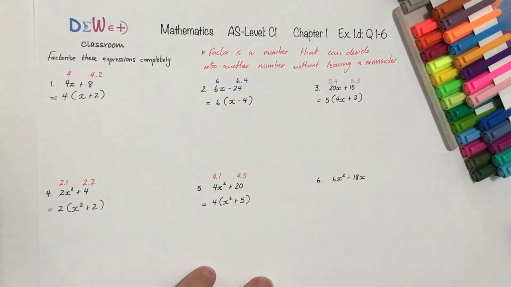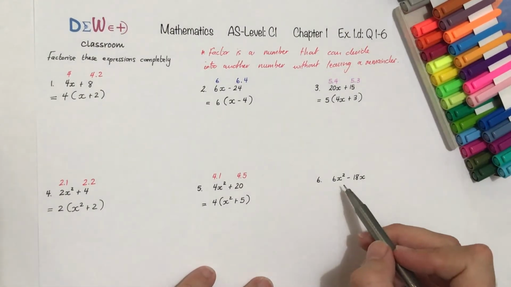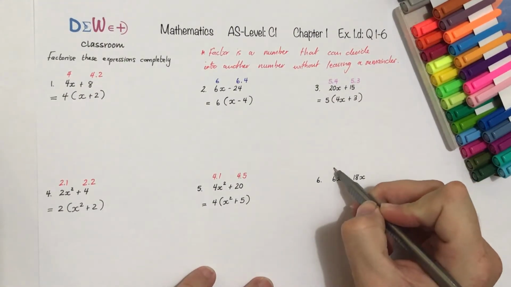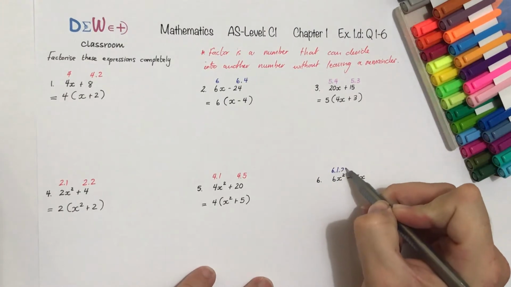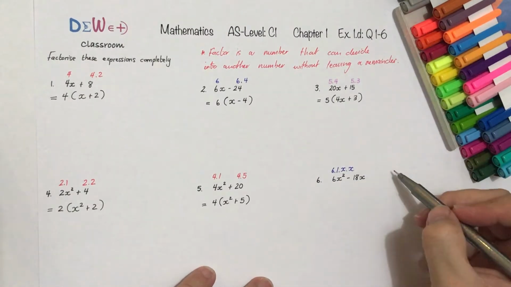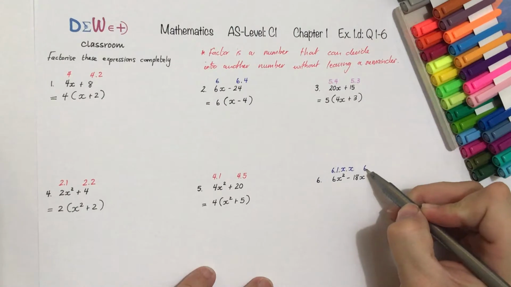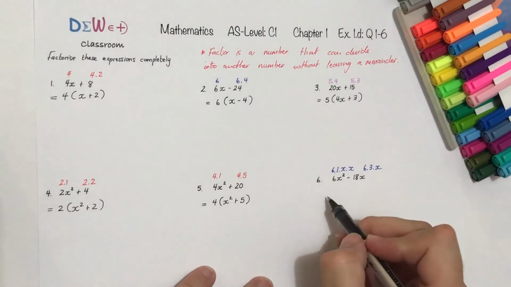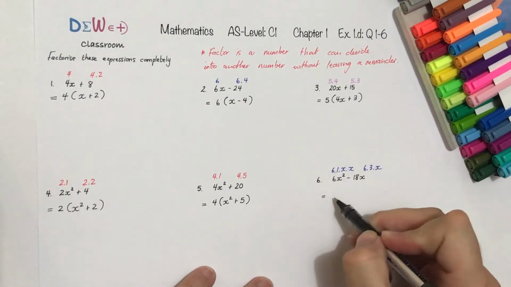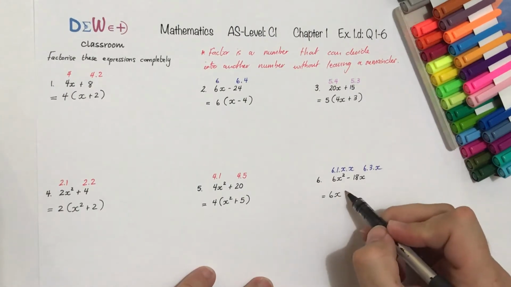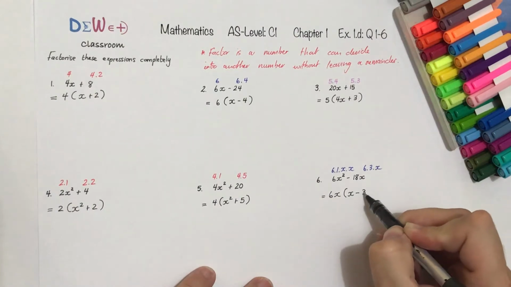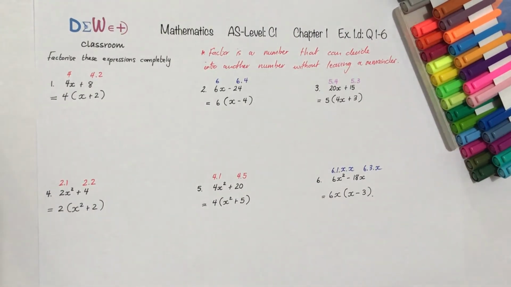Our last question, here it starts to get quite interesting because the variables are also becoming part of your common factors. Here we have 6 times 1 times x, and for the second one we have 6 times 3 times x. Now what we can take out is basically a 6 on both sides and an x on both sides, and what would be left is an x minus 3, and that is your final answer.